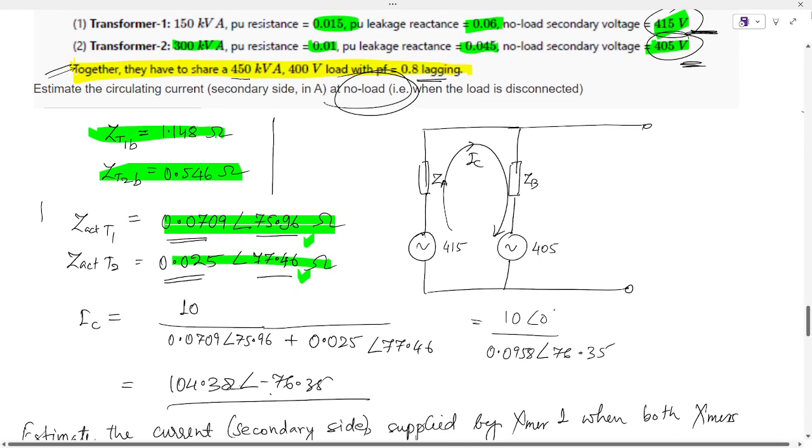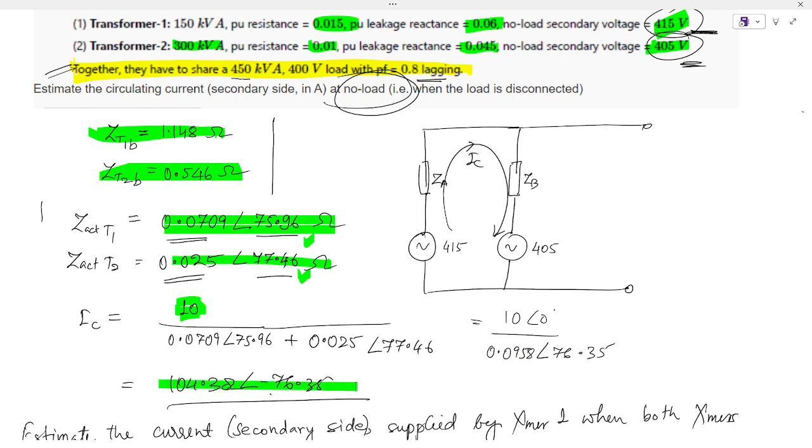Now, for the circulating current, we have a difference of 10 volt in the two voltages. So the circulating current can be found by 10 divided by the total equivalent impedance of the transformers. We get the circulating current as 104.38 at a negative angle.